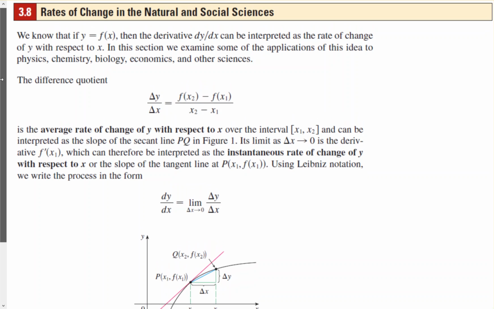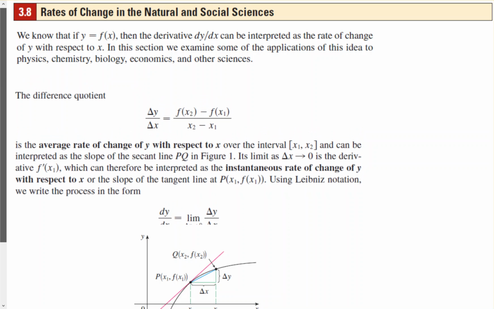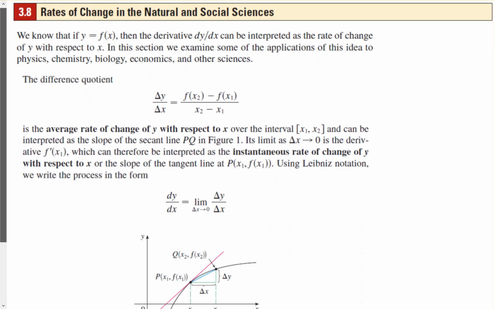Okay, the first thing we talk about is the average rate of change, which we've discussed in this course earlier. We talk about delta y and delta x. This is our old slope formula. So that's for an average rate of change.